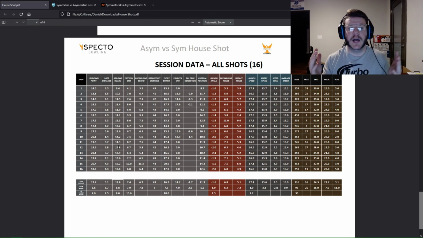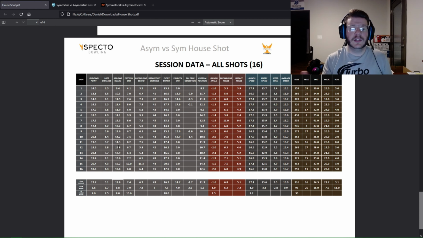And that's why I'm glad we have the Specto data here to show and give another perspective on it, because visually, yes, you can see the difference in the ball motions, but I want to break it down in the Specto data and show you guys something.